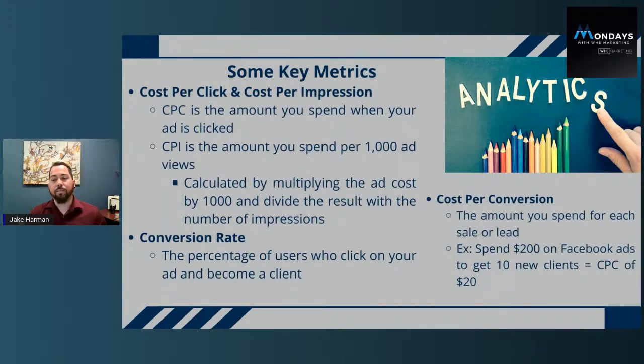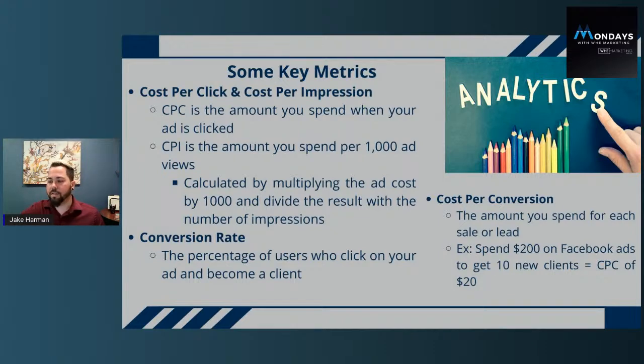All right. Cost per conversion is the amount you spend for each sale or lead. For example, if you spend $200 on Facebook ads to get 10 new clients or 10 new subscribers, you have a cost of $20 per conversion. So you can take those little mini calculations and apply them on a much larger scale across the real estate spectrum of what you're trying to do with your ads and how much you're spending.